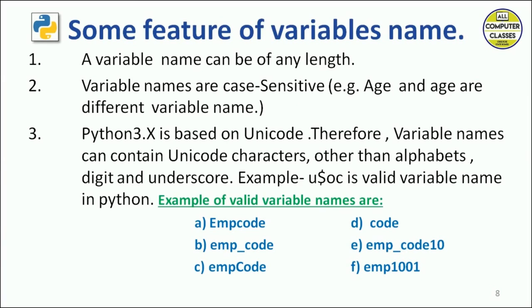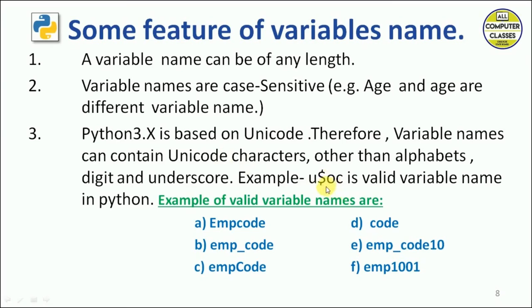Let's move ahead. There are some features of variable names. A variable name can be of any length, right? Variable names are case sensitive, so you must take care. You see, age and Age are different variable names. Third point is that Python 3.x, our latest version, is based on Unicode. Therefore, variable names can contain Unicode characters other than alphabets, digits and underscore. So now we can use some other symbols.